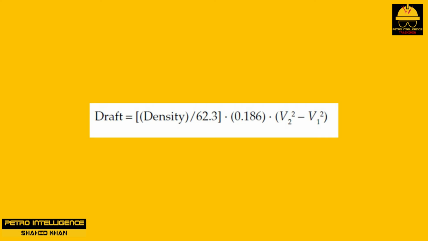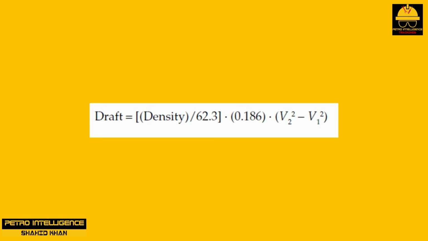Draft equals density divided by 62.3 times 0.186 times V2 squared minus V1 squared, where density equals the density of the flue gas in pounds per cubic foot. 62.3 equals the density of water, pounds per cubic foot. 0.186 equals the conversion factor used to convert kinetic energy into potential energy. V1 equals velocity, feet per second, in the fat part of the chimney. V2 equals velocity, feet per second, in the thin part of the chimney. Note that the 0.186 coefficient is based on the gravitational constant, 32.2 feet per square second.